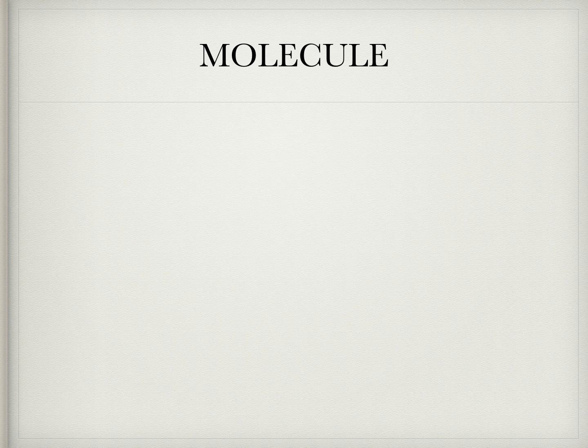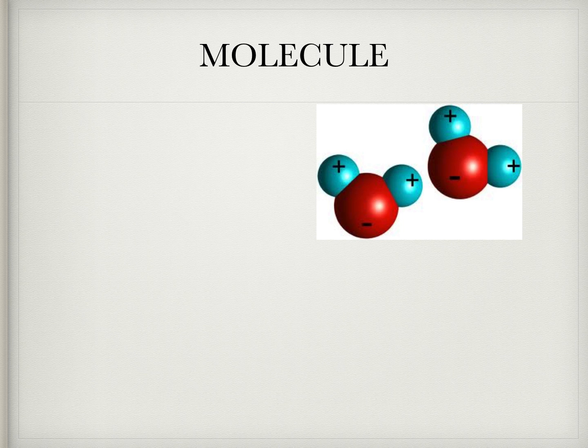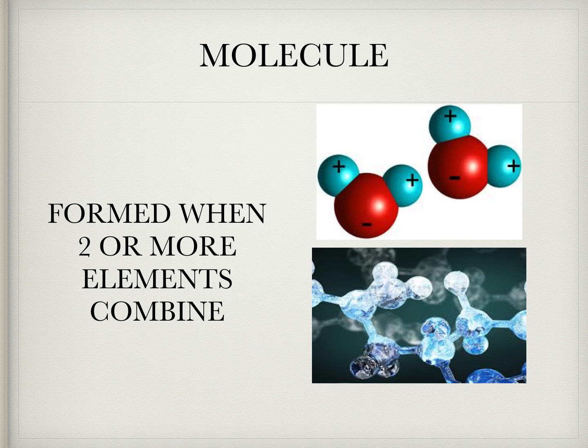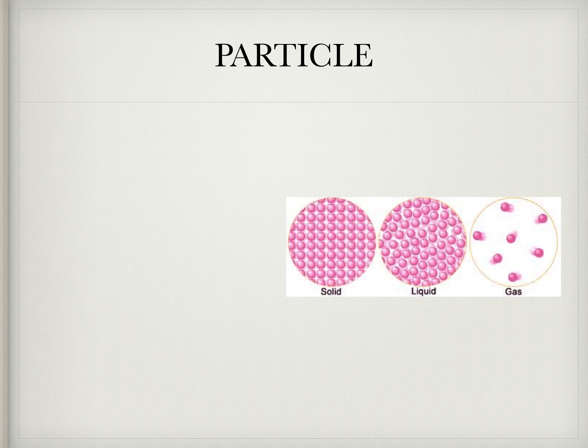Fourth one is molecule. Here's a molecule. This is actually H2O. Like I said, it does look like Mickey Mouse. And the more complex you get, the higher they get. And this is formed when 2 or more elements combine. So matter is made up of atoms. Atoms make up elements. Elements make up molecules. And then to go back down to the smallest parts, you have particles.